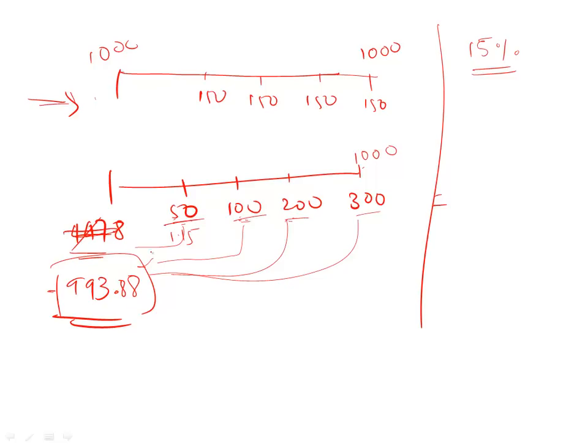Cash flow 1 is 50. Cash flow 2 is 100. Cash flow 3 is 200. And cash flow 4 is 1300. Insert all these numbers into your cash flow function. Are you done? Then press the IRR button and say compute. It has to be 15.